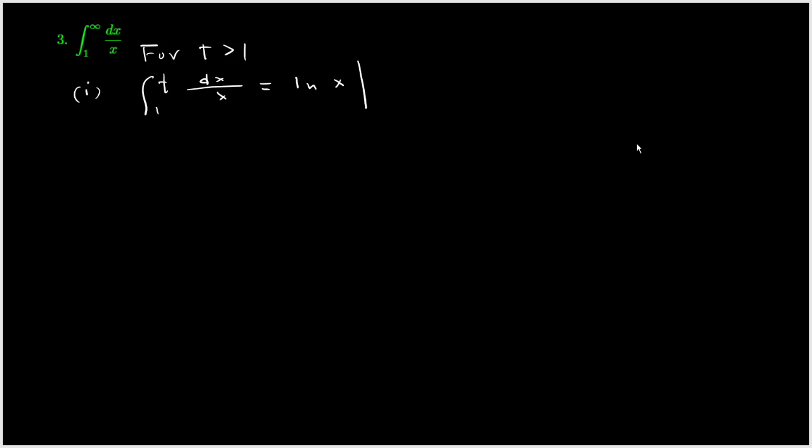So that's the antiderivative of the integrand 1 over x, right? And then you compute the difference between the value of the antiderivative at t and at 1. I believe the answer you get is natural log of t minus natural log of 1. Okay. So we're done with the first step. The second step, the definition.